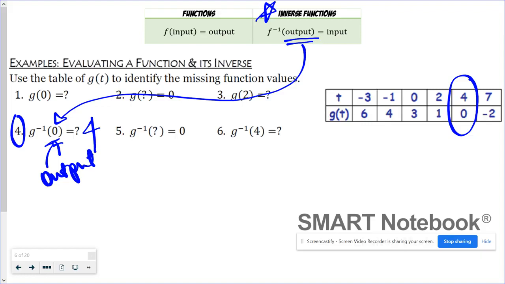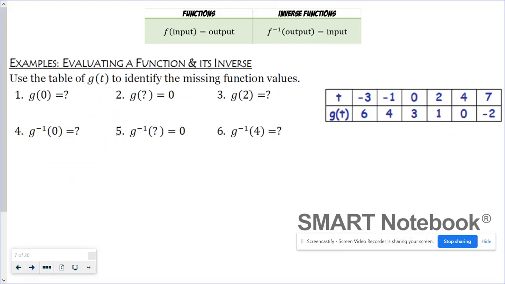These problems are simple, but you have to pay attention to, am I working with a function or an inverse function? Do I know an input value or an output value? Okay, that's what you have to pay attention to. So in number 5, we are working with an inverse function. What do we know?